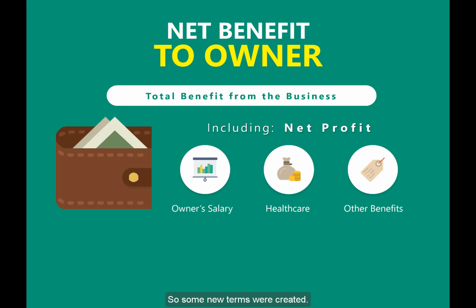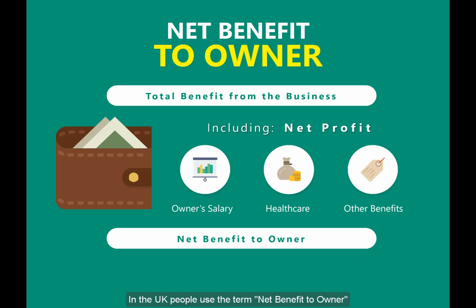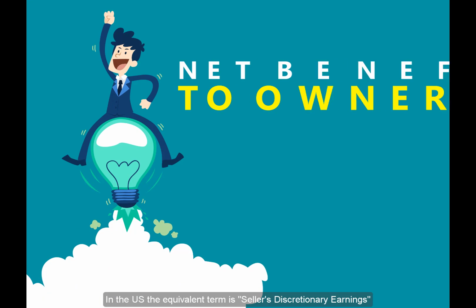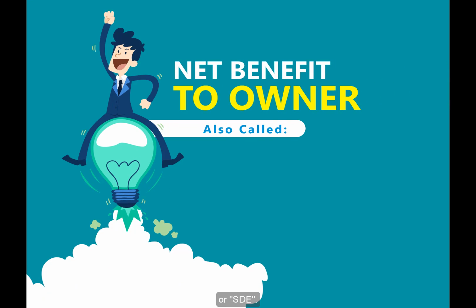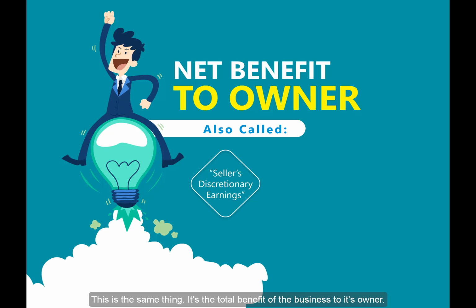So some new terms were created. In the UK, people use the term net benefit to owner to describe the total benefit that the business provides to the owner. In the US, the equivalent term is seller's discretionary earnings, or SDE. This is the same thing. It's the total benefit of the business to its owner.